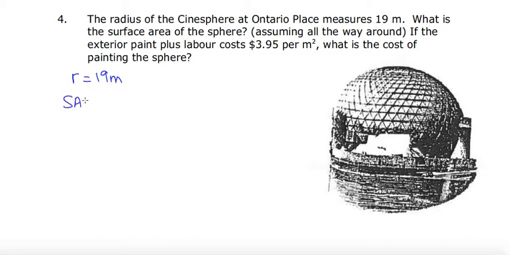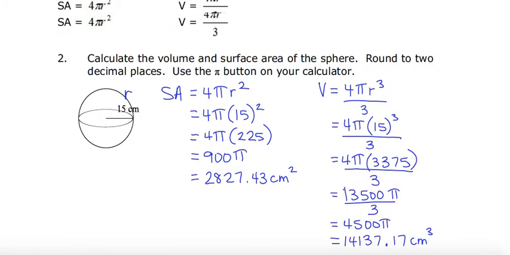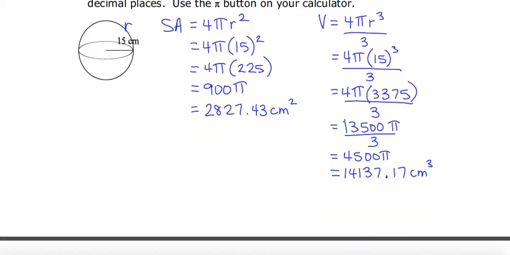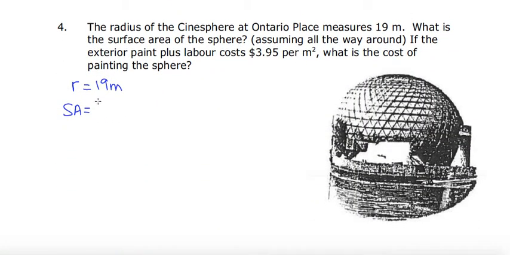So I'm trying to find my surface area. So I'm going to go back up to where I have my formulas for surface area. So I'm going to refer to those. The surface area of a sphere is 4 pi r squared. So I'm going to translate that down here. So surface area is 4 pi r squared. And I'm going to solve the calculations by substituting in 19 for the value of r.